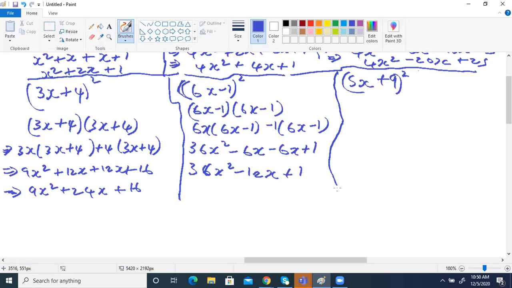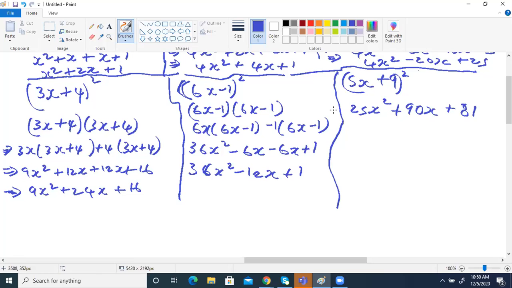But the third one, I want to show you guys something. Let me try. So the answer, without even thinking too much about it, I'm going to say it is 25x squared plus 90x plus 81. Yes, sir. Right.